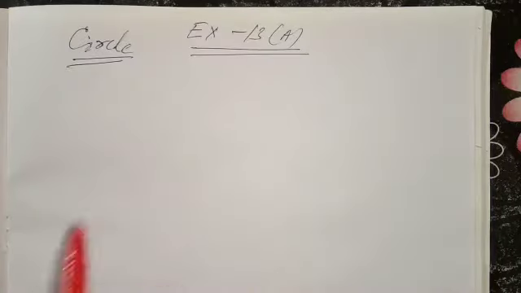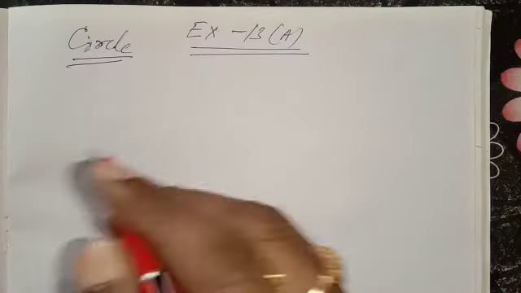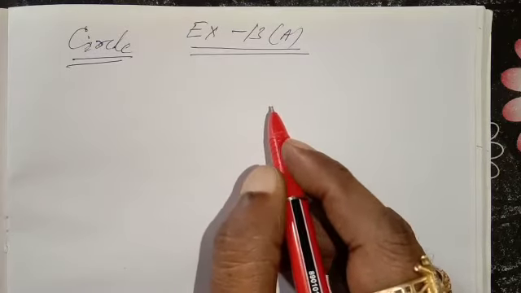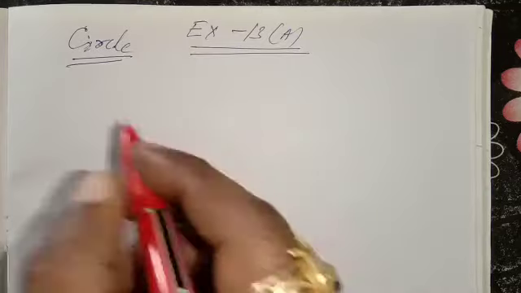Good morning to all. Today our chapter is Circle, exercise 13A from the book Innovative Math Books. Exercise 13A, chapter name is Circle. Question number 1.